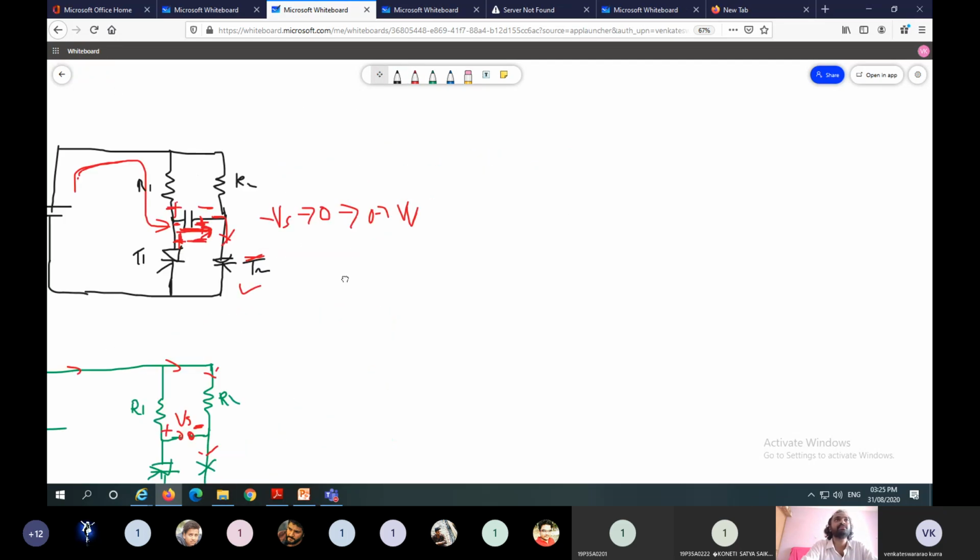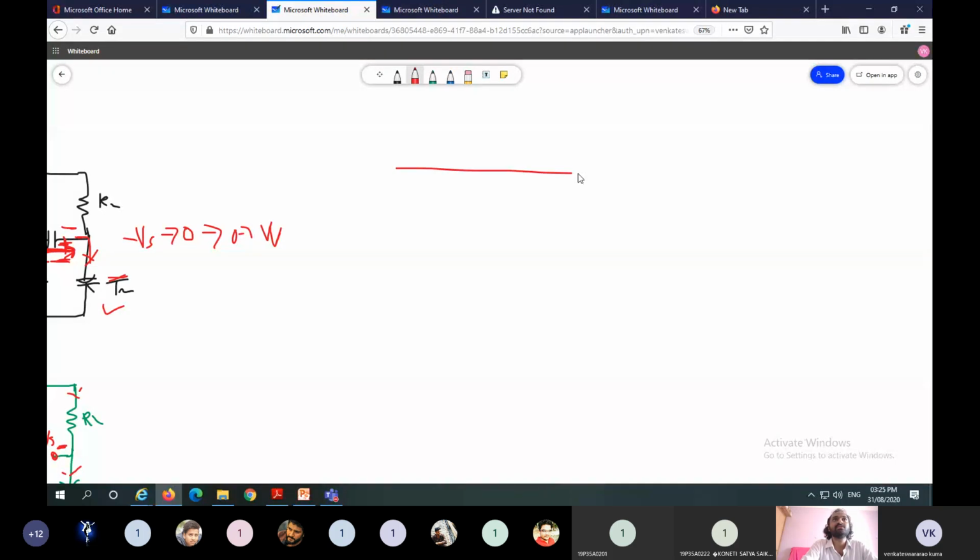Let me tell you again. This is the circuit. This is the R1 resistance and this is the R2 resistance. Both are main thyristors. This is T1 and this is T2.